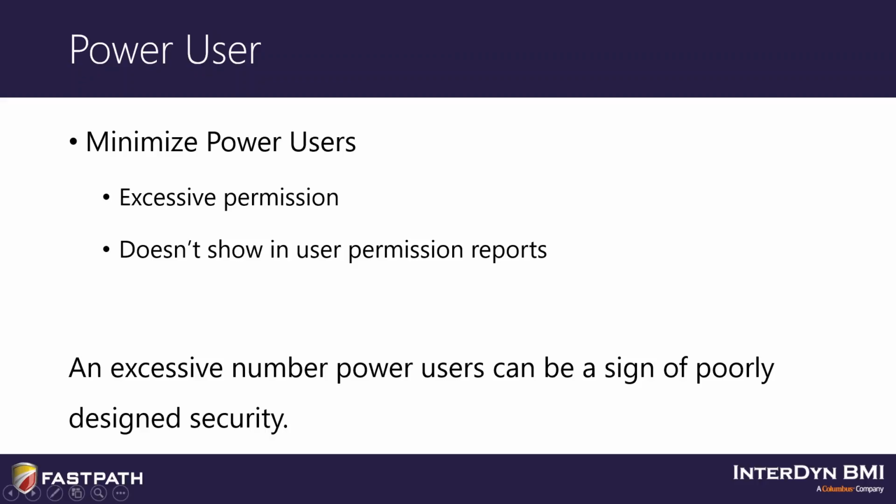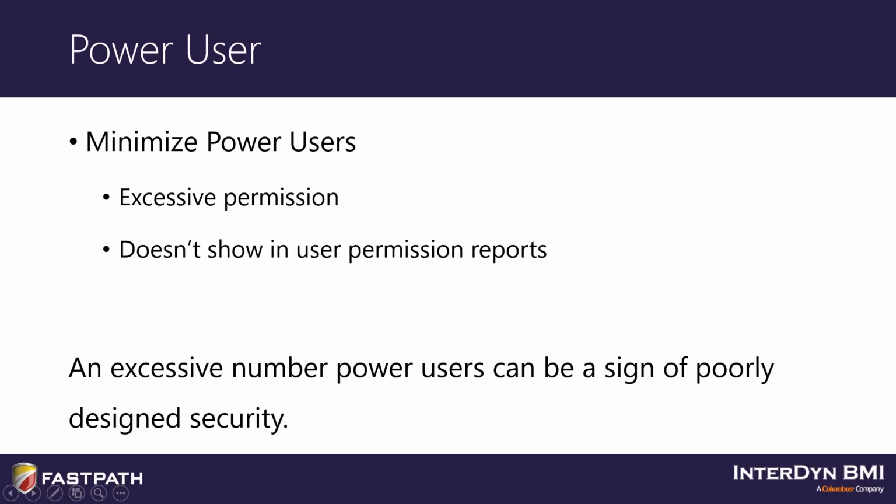Power user is basically giving people the keys to the GP kingdom. So the way GP security works is in every window that you open, there is a line of code that runs that says check the user's security before you open this window. If they have access to the window, open it.